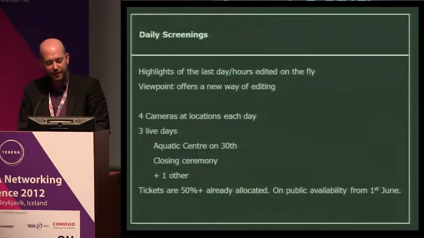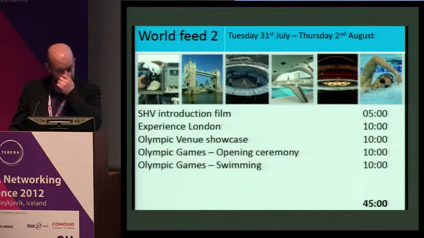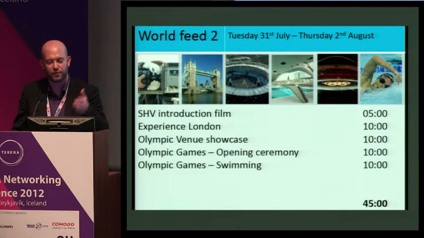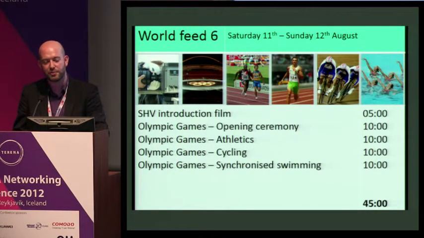The cameras are going to go to various sites during the games as the different events take place. So the feeds, which they're referring to as the different world feeds throughout the event, are going to be slightly different as they go. Initially, they're going to start off with some footage that they've already filmed about London in preparation for the Olympics, and about the venues and how excited people are. And then you can see some of the first things that they're going to be showing: swimming. So they're going to have cameras in the aquatic centre. And then World Feed 6, which is towards the end of the Olympics, they're going to have cameras at the athletic stadium, in the velodrome, and still in the swimming pool as well. So these cameras are going to be moving around.